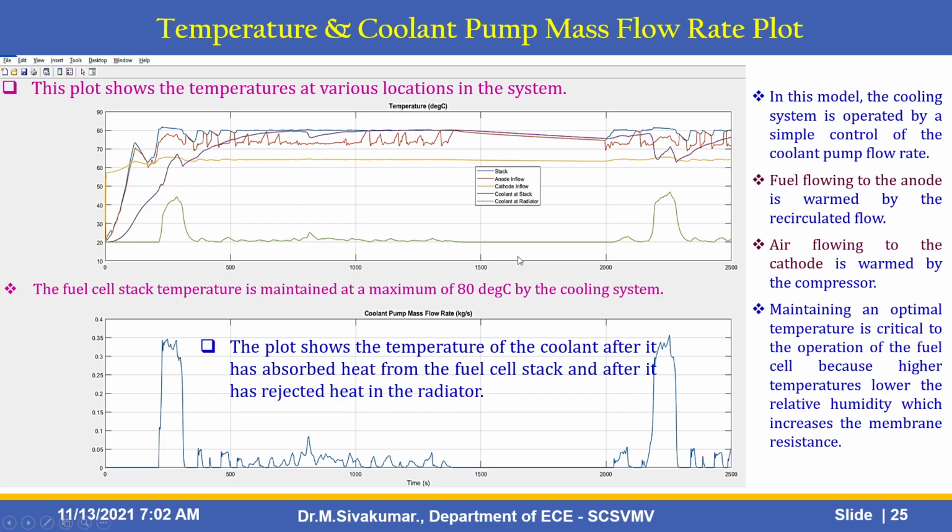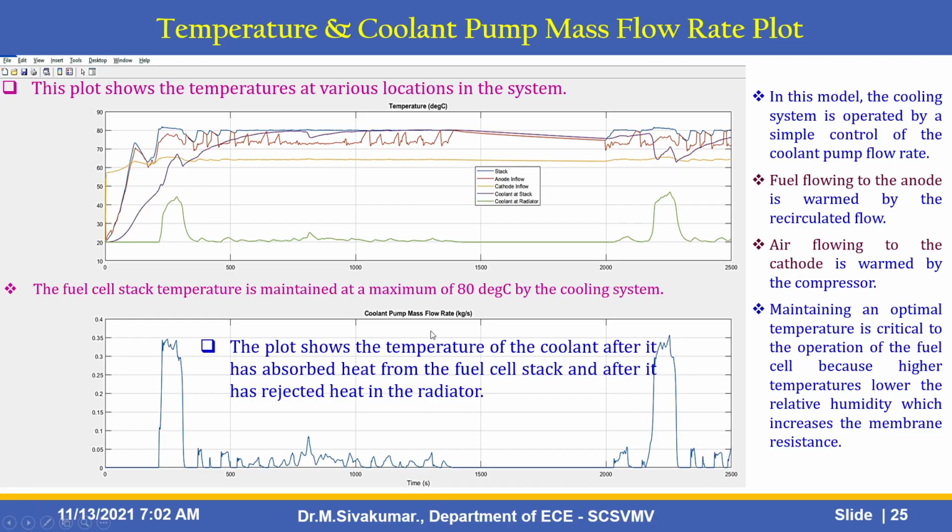By using this plot, we can analyze the temperature at various locations in the system: at the stack, anode inflow, cathode inflow, coolant at the stack, and coolant at radiator. In this model, the cooling system is operated by a simple control of coolant pump flow rate. Here, the fuel flowing to the anode is warmed by the recirculated flow. Air flowing to the cathode is warmed by the compressor. Also, maintaining the optimal temperature is critical to the operation of the fuel cell, because higher temperature lowers the relative humidity, which increases the membrane resistance. So this block is important to analyze this mass flow rate.